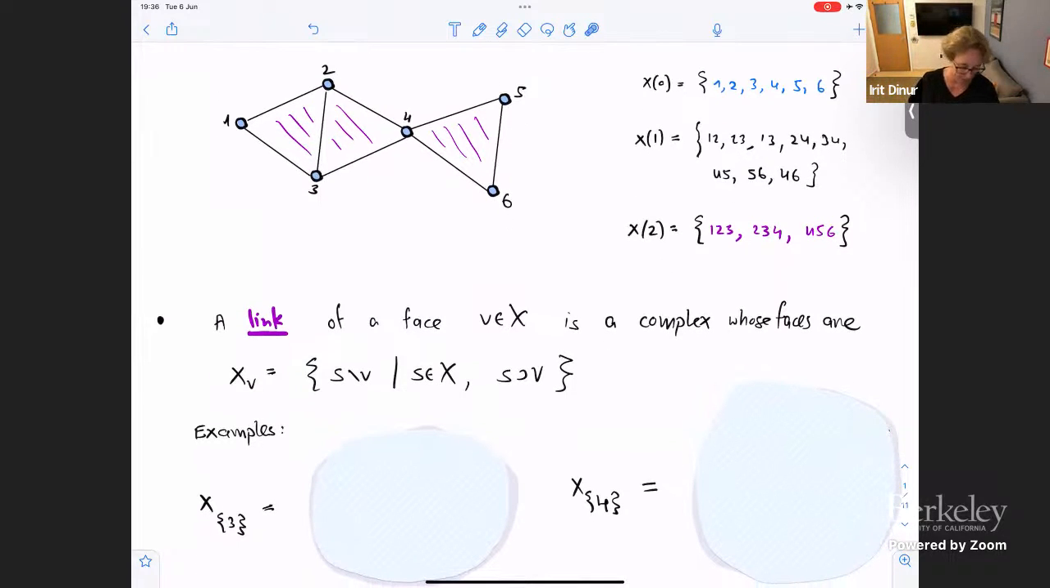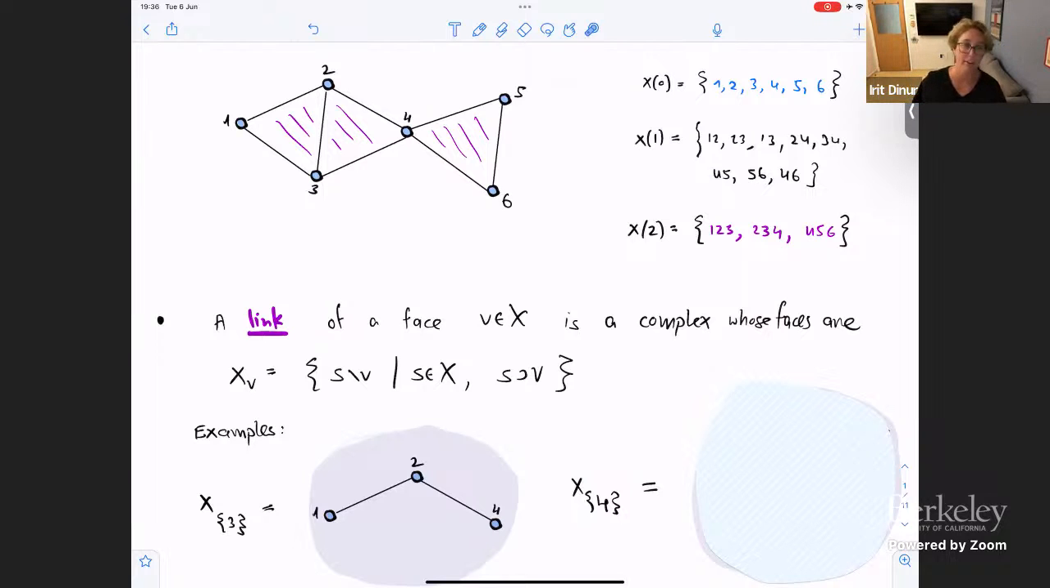So let's look at the link of the vertex 3. Here's the vertex 3. I need to look at all the faces that contain 3. So I have this edge, and this edge. And for each of them, I need to remove 3 from them. So I end up with these 3 vertices. And I also need to look at all the triangles that contain 3. So I have this triangle. When I remove 3 from it, I get this edge. And from this triangle, when I remove 3, I get this edge. So all in all, this is the graph that I get.